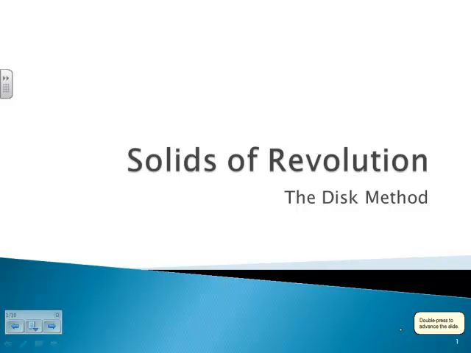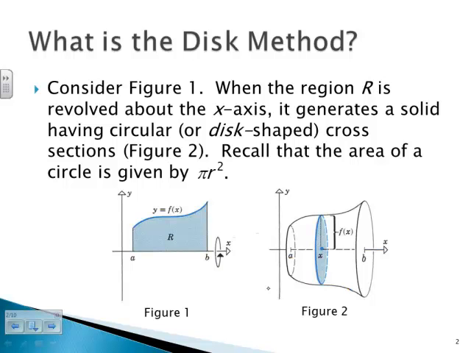Solids of revolution, the disk method. What is the disk method? Consider the figures below, figures 1 and 2. When the region R in figure 1 is revolved about the x-axis, what happens is that we generate a solid that has circular or disk-shaped cross-sections, as you can see in figure 2.